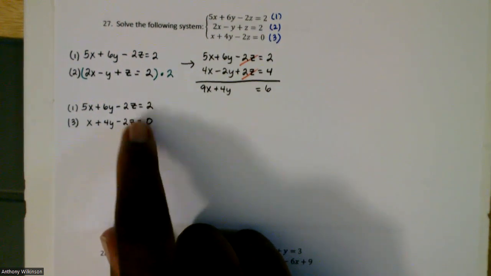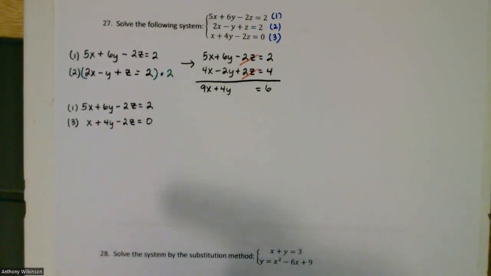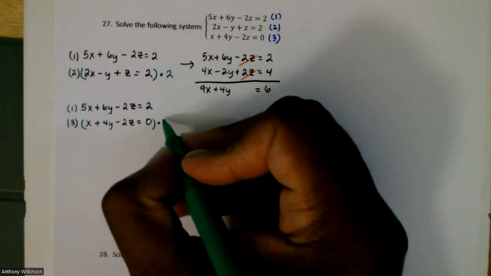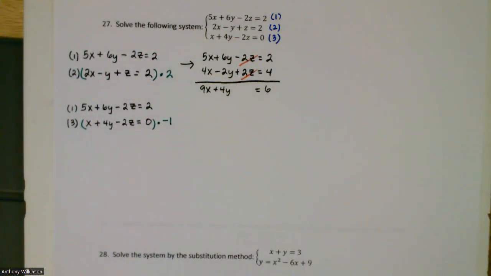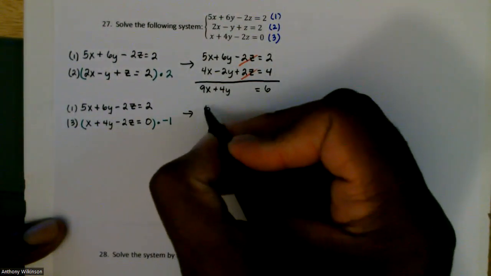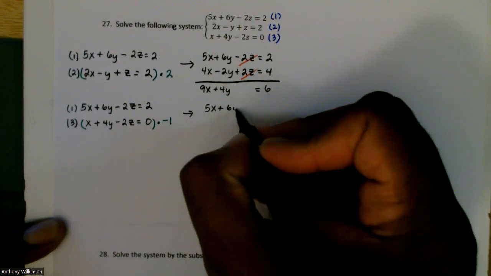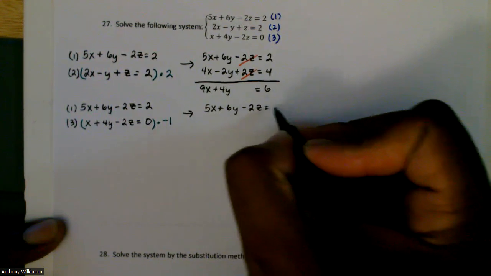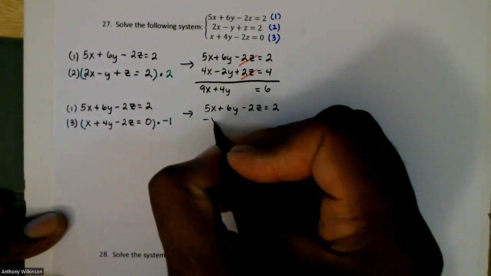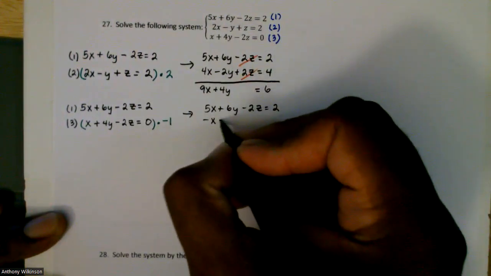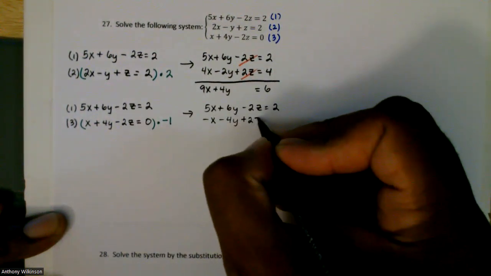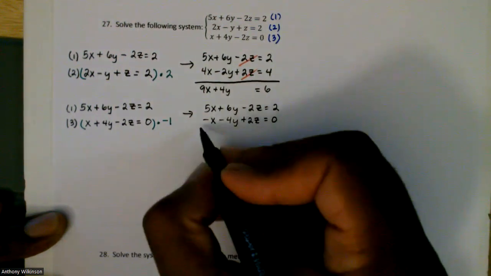So if I want this to be a positive 2z, I need to multiply equation 3 by negative 1. And when I do that, here's what I'm going to have. I'm going to bring over that 5x plus 6y minus 2z to be equal to 2. But that second equation, if I do negative 1 times x, that's going to be negative x. Negative 1 times the plus 4y will be minus 4y. Negative 1 times the minus 2z will be plus 2z. And then negative 1 times 0 is 0.